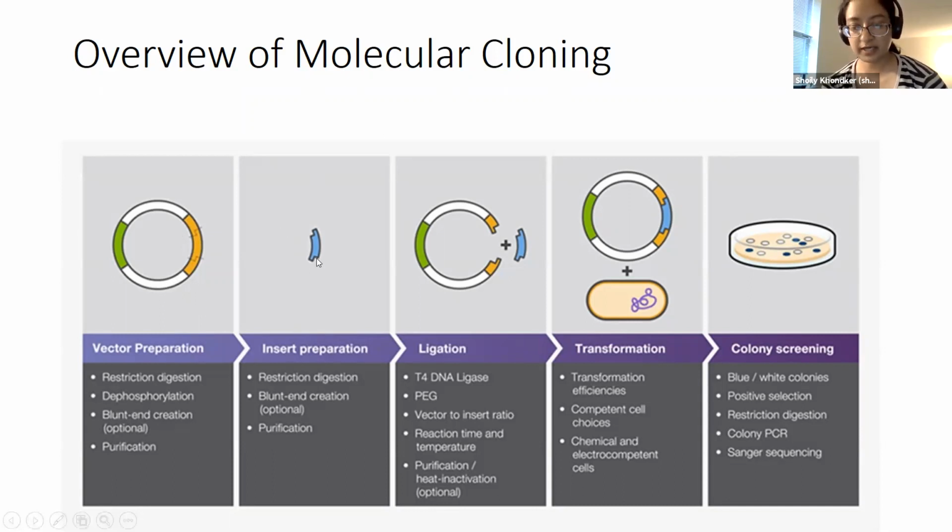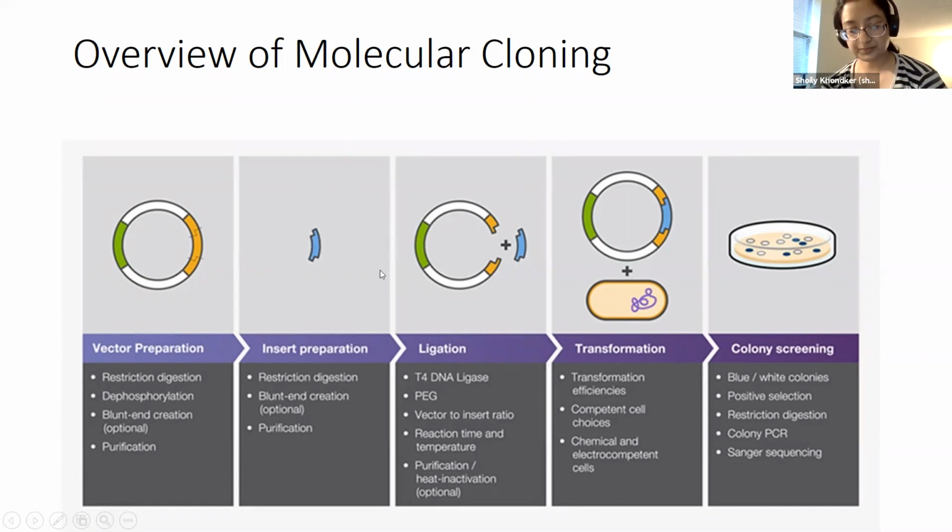At the same time, you would prepare your insert. This can be done by PCR, or it can be cut out of another plasmid by restriction enzyme digest. Ideally, what you would have is an overhang on either side of your vector, as well as your insert, that are complementary to each other. If you don't have that, what you could do is use PCR to add in a restriction enzyme site to your insert.